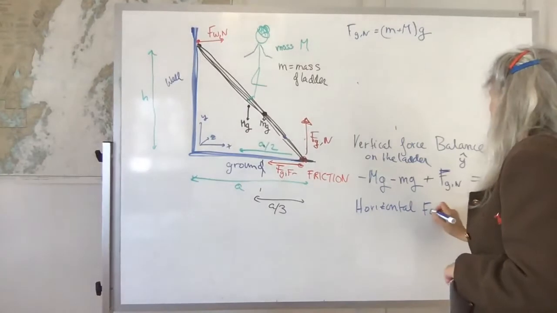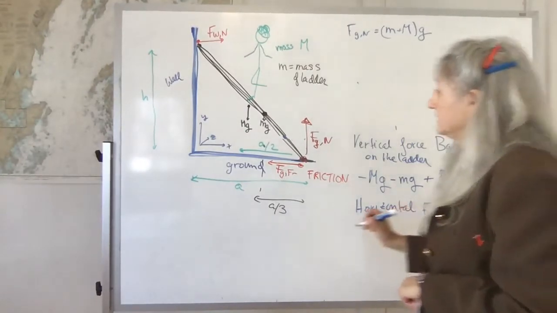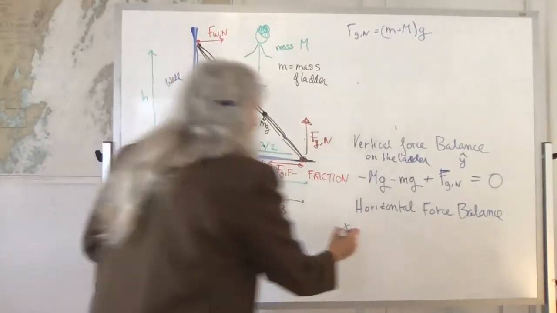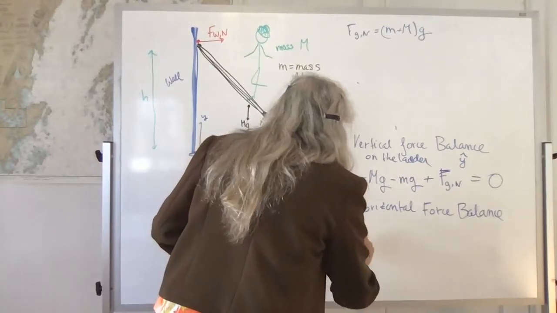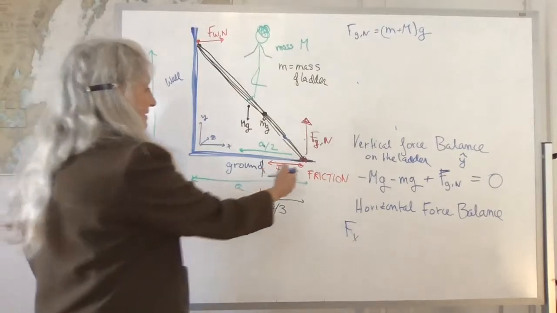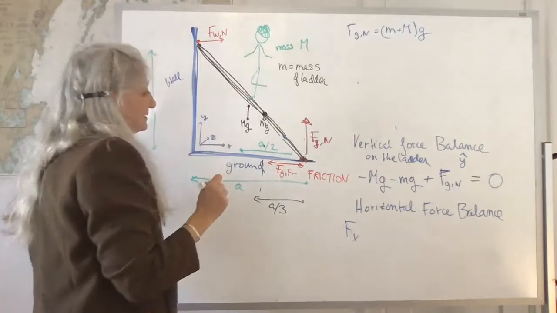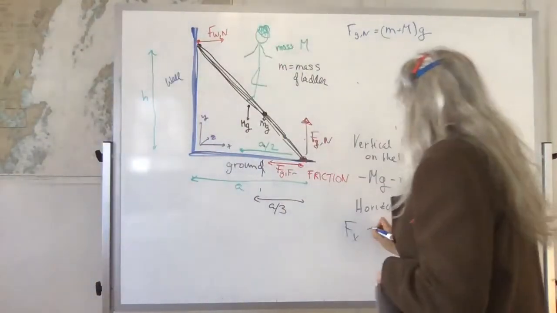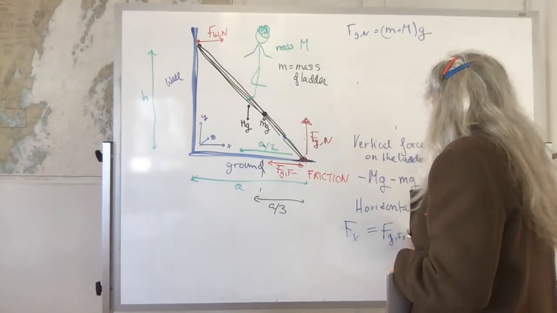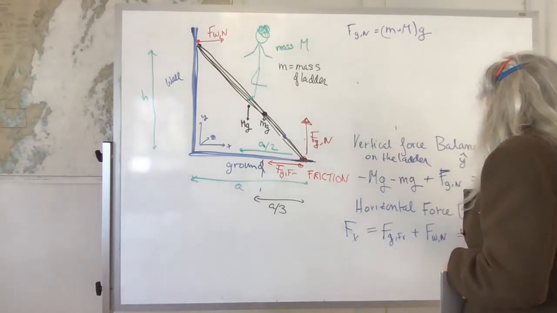Horizontal force balance is in the x direction. So I can write F_x. The horizontal forces on the ladder are the friction force and the wall normal force, and I have to add both of them. So it's the friction force from the ground plus the normal force from the wall, and these have to be 0.